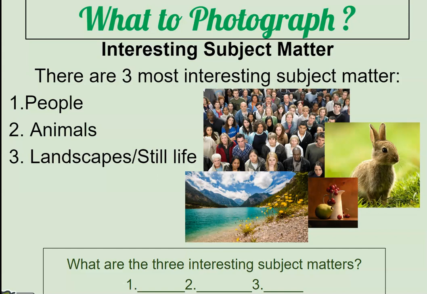A still life is simply arranging different items into an image and placing them together. So here we have a picture, we have grapes, and we have a pear. We have all of these items arranged together in a single place, and it's photographed. Once again, these are the three interesting subject matters.